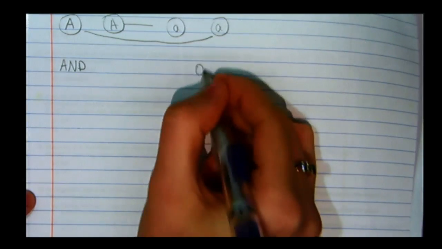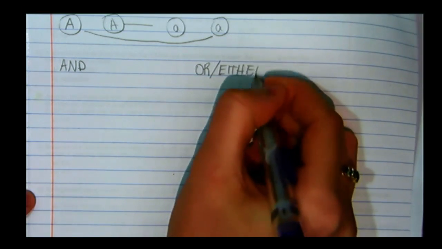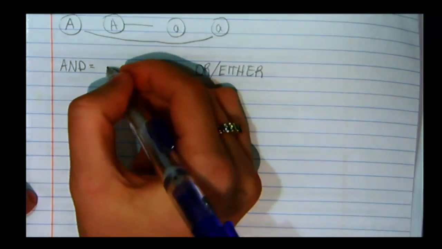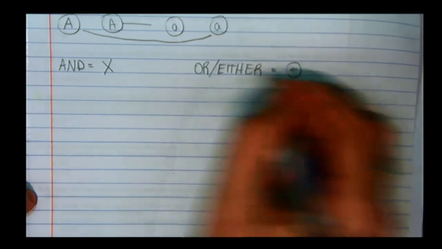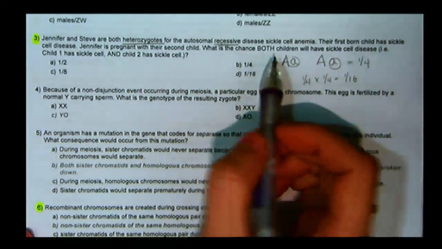So here in this question, you're looking for child 1 and child 2 having sickle cell, so you'll multiply. If it said child 1 or child 2, that would change the question. But because it doesn't explicitly say and, sometimes you have to assume that it's and. But in this question, it is and, so multiply to get 1/16. Yeah.